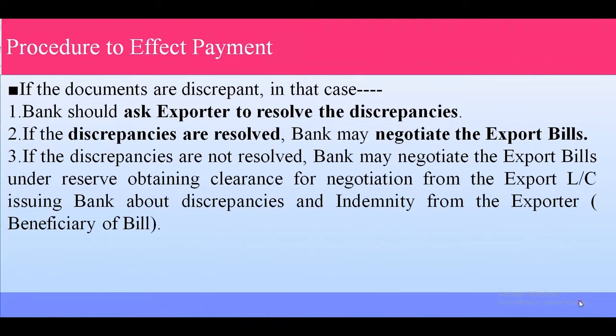Procedure to effect payment. If the documents are discrepant, in that case: 1. Bank should ask the exporter to resolve the discrepancies. 2. If the discrepancies are resolved, bank may negotiate the export bills. 3. If the discrepancies are not resolved, bank may negotiate the export bills under reserve, obtaining clearance for negotiation from the export letter of credit issuing bank about discrepancies, and indemnity from the exporter, beneficiary of the bill.